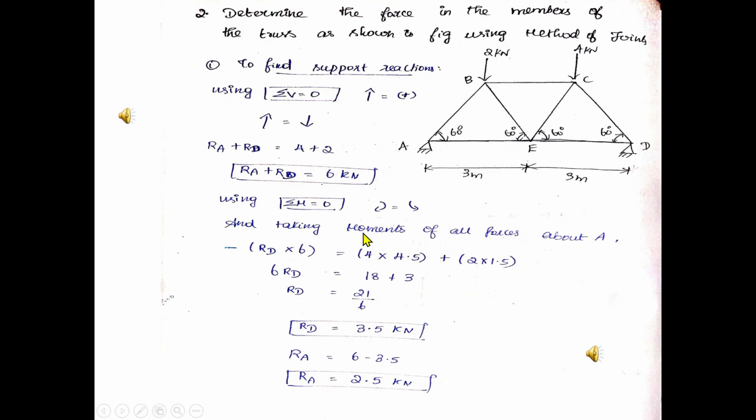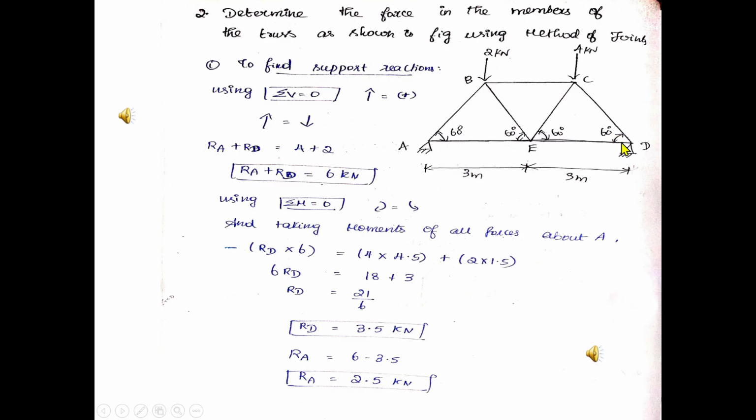Dear viewers, in this lecture, we will be seeing how to analyze a simply supported truss using method of joints. So, the problem is to determine the force in the members of the truss shown in the figure using method of joints. We have support A, support D, and joints B, C and E. Loads of 2 kN and 4 kN are applied as shown in the figure. This is 60 degree, 60 degree, and this distance is 3 meters.